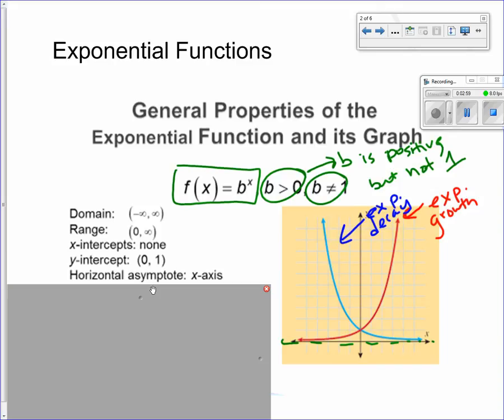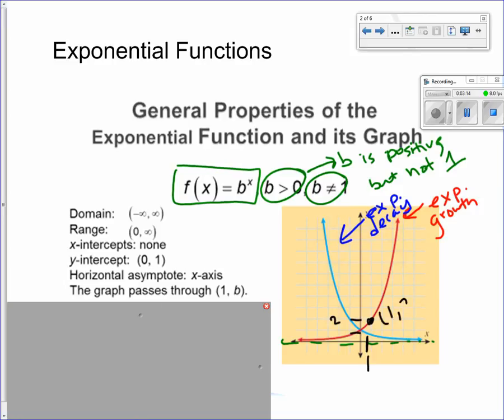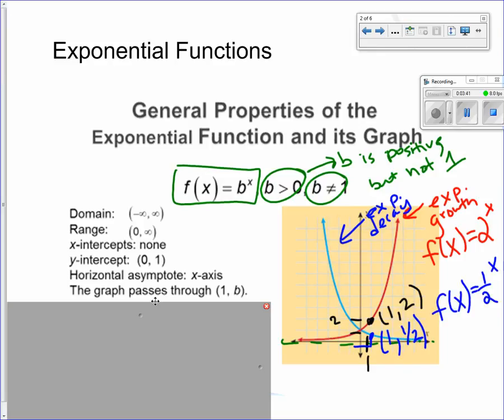Something else interesting about these graphs is they go through a special point, (1, b). If we look at the graph in red and go over to 1 on the x-axis, the output is at 2. So that tells us that b, the base, is 2. That means the red graph is the function 2 to the x power. Similarly, for the blue graph, if we go over to 1 on the x-axis and then up, we can see that it is at (1, 1/2). So the b value is 1/2, and the blue function is 1/2 to the x power.